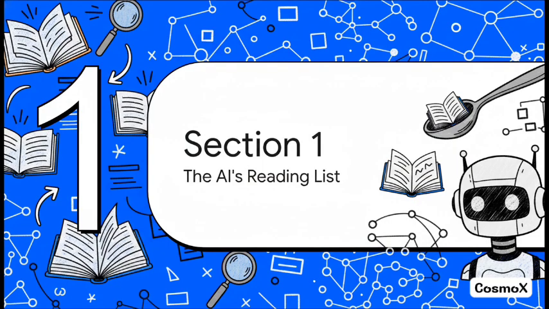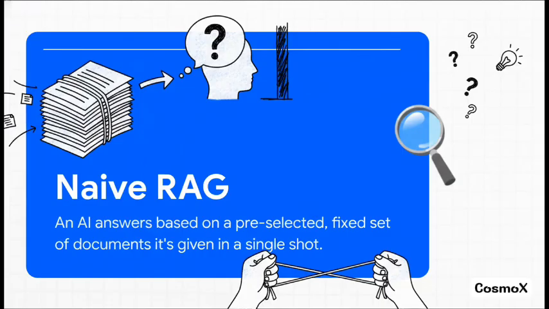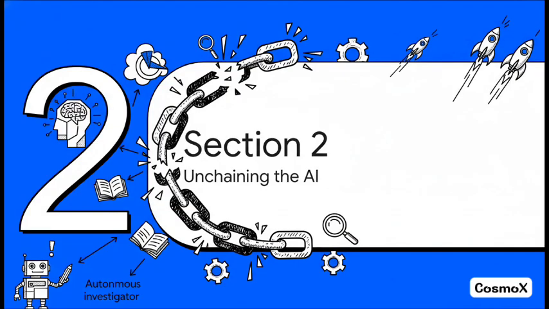Let's dig into exactly how this whole spoon-feeding approach, which is more formally known as naive RAG, actually works. So what is naive RAG? That name, RAG, stands for Retrieval Augmented Generation. But in simple terms, it's a system where an AI answers your question based only on a fixed set of documents it's handed, all in one single shot. And the really crucial part here is this. The AI has absolutely zero control over the research process. It can only read what it's given. That's it. But what if we could change that?